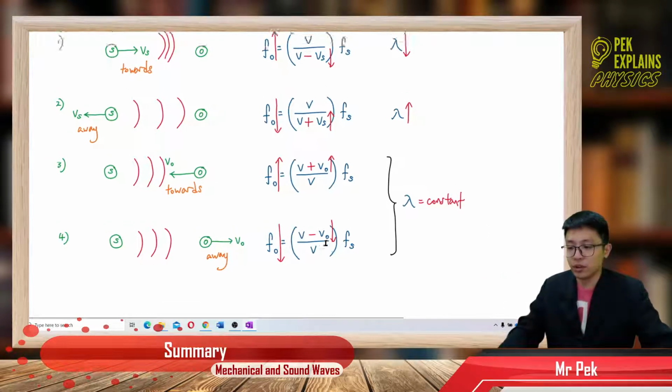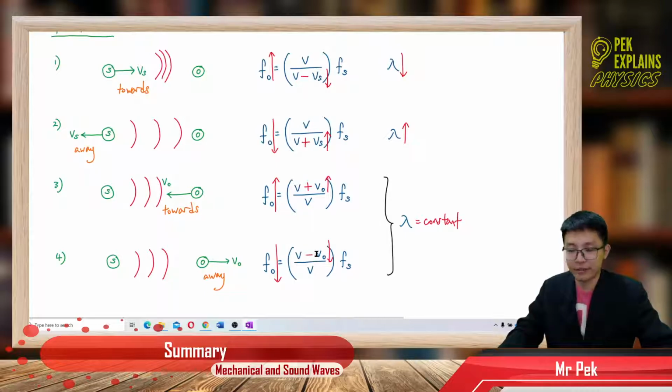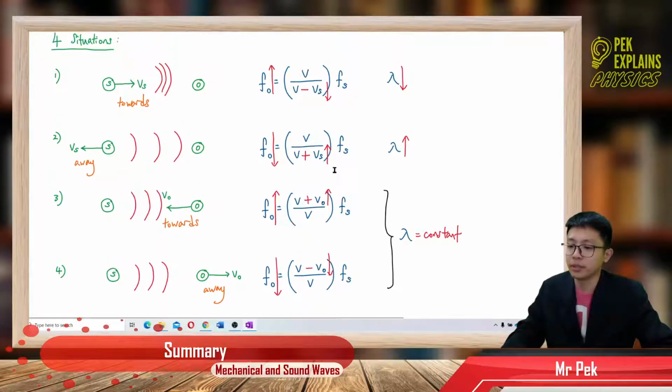Okay, that's the rule of positive or negative. Very simple. Just remember, if moving towards, the frequency always increases. If moving away, the frequency always decreases. So whether you put positive or negative depends on whether it's below or at the top. Then you just use your brain to determine the positive or negative.